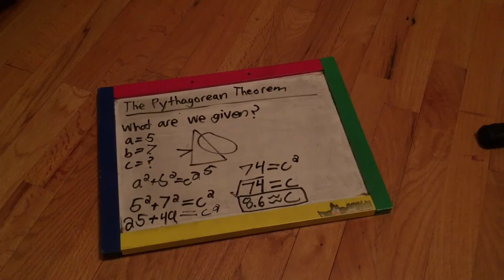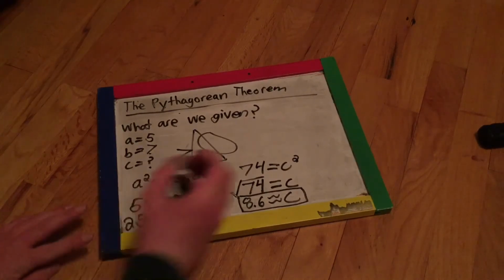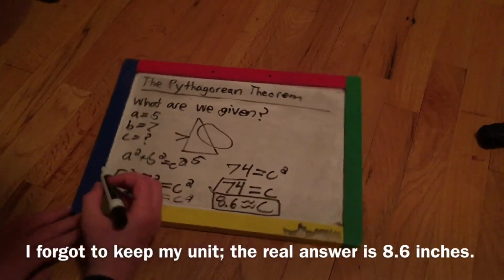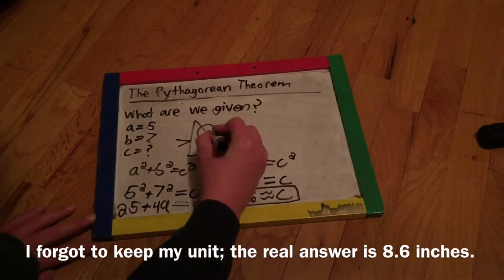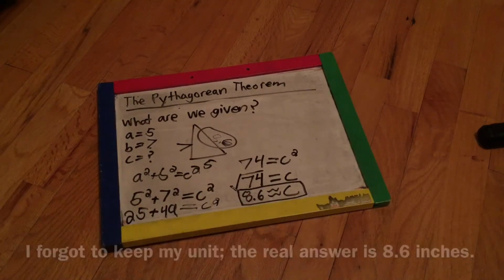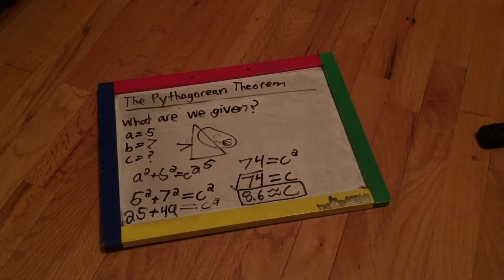So now we can find that third side of the triangle if we have two side lengths. We know this side would be 5, we know this side would be 7, and now that we were able to figure that out, we know this side would be approximately 8.6. So that is how you would use the Pythagorean theorem to find the unknown length of a triangle.